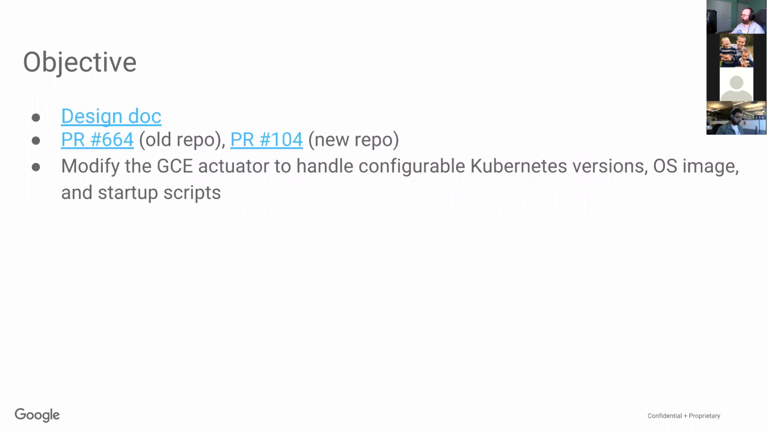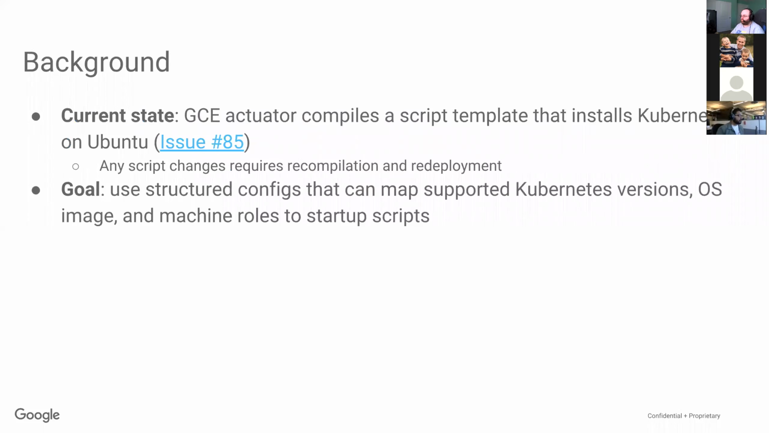So the objective here was to modify the GCE actuator so it could handle configurable Kubernetes versions, OS image, and startup scripts. The way it was before this PR got merged in, the GCE actuator would compile a hard-coded script template, which would install Kubernetes on Ubuntu. So basically, if you wanted to ever change the script, you would have to go into the Go file, change the template, and then recompile and redeploy the entire machine actuator. That wasn't very user-friendly. You couldn't really change things easily. So we wanted to switch to using a structured config.